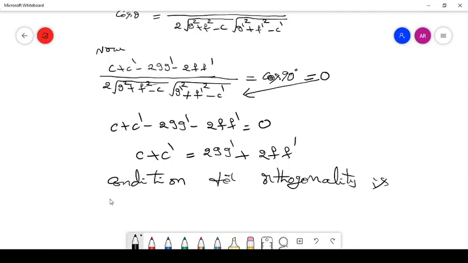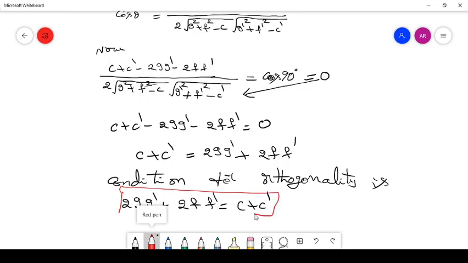The condition for orthogonality is 2gg dash plus 2ff dash is equal to c plus c dash.